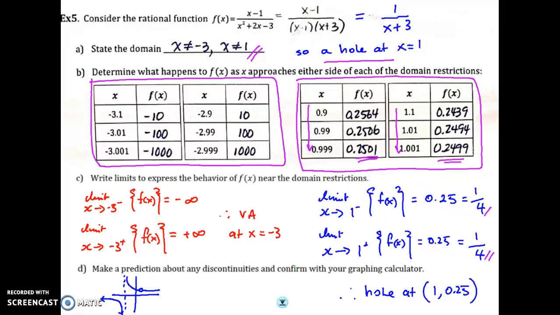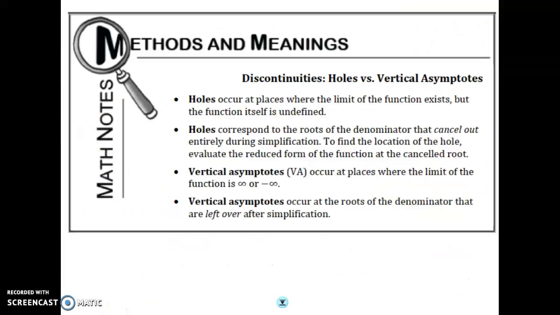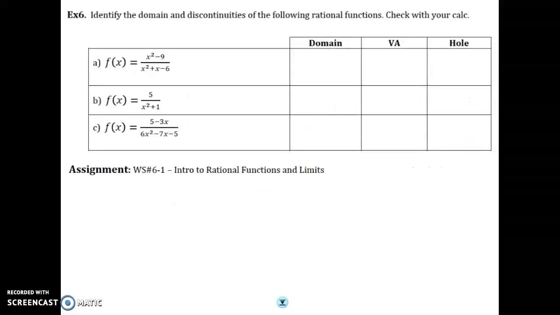One thing to make sure that you are aware of is that when it comes to graphing on your calculator, it is not going to be able to identify a hole, so watch out for that. So in your notes you have a quick summary of how to identify a hole or a vertical asymptote, and example 6 is an opportunity for you to have a quick bit of practice. Solutions are in Drive.